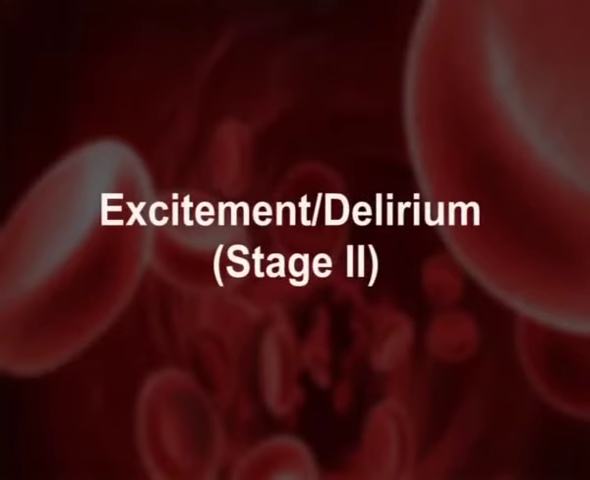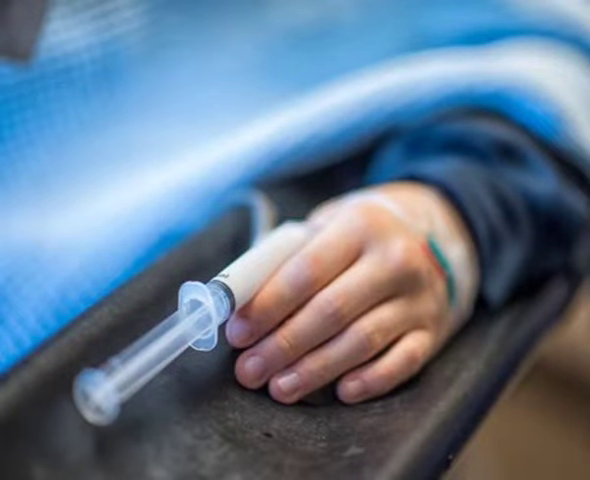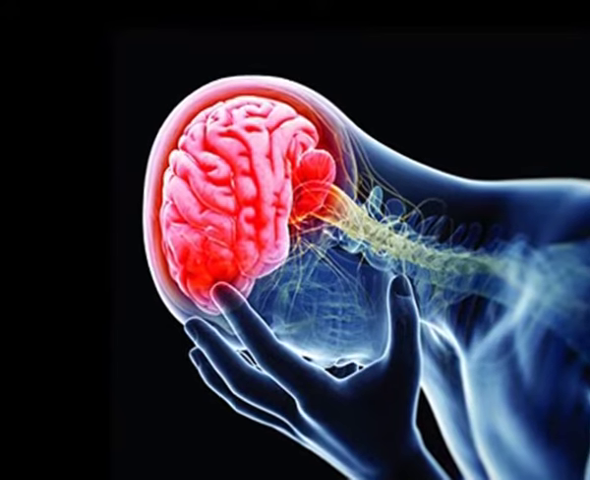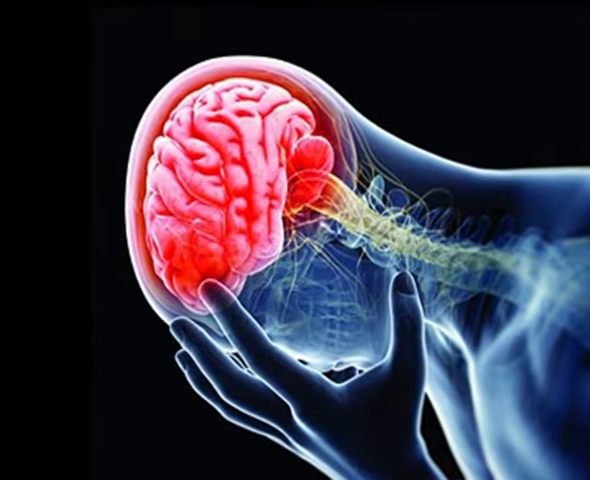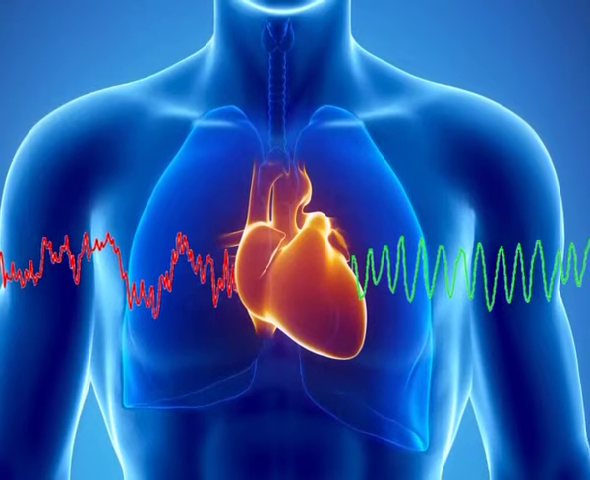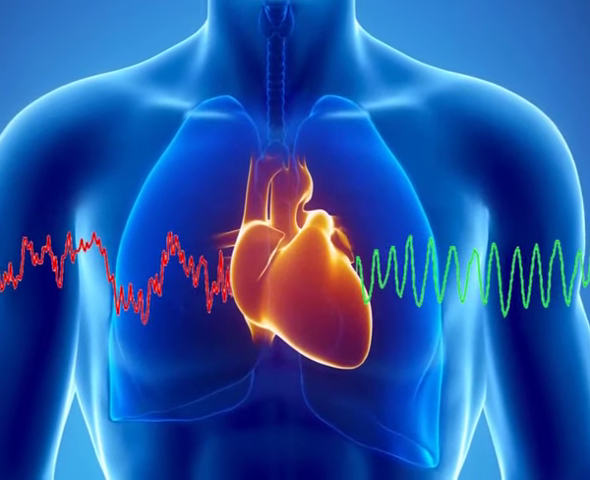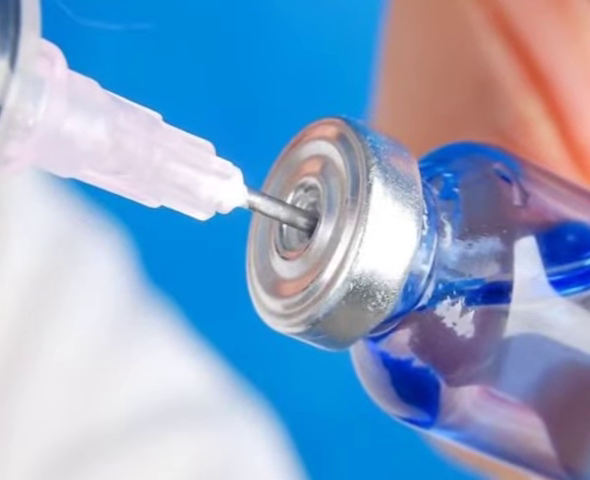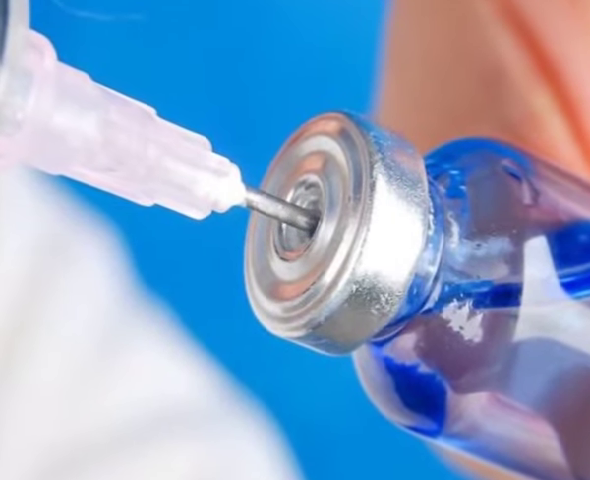Now moving to our next stage, that is known as excitement or delirium. This stage begins with the loss of consciousness, and the stage of excitement is characterized by agitation and delirium. During this stage, salivation may be copious, heart rate and respiration may be irregular. Induction agents are designed to move the patients through this undesirable stage quickly.